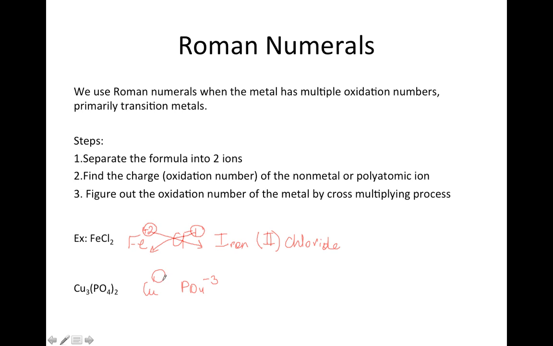So we ask ourselves, what does the charge on copper have to be so that when they get cross multiplied, we get the formula Cu3(PO4)2? The 3 next to the Cu came from PO4, and that makes sense. So therefore the 2 next to PO4 had to come from the Cu, and therefore Cu had to be +2. Now that we know its oxidation number, we can go ahead and write the name. The name of the metal is copper, so we say copper, followed by the Roman numeral because it is a transition metal. The Roman numeral is II because we figured out that that's the oxidation number of copper in this formula. And then we simply write the name of the polyatomic ion, phosphate.